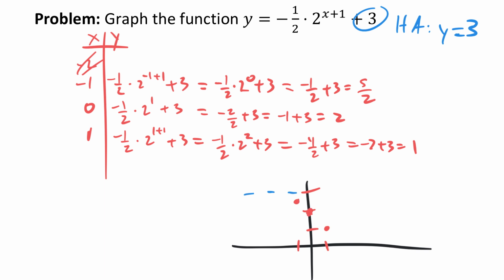Don't forget about that horizontal asymptote at y equals 3. And again, we connect the dots. And we're good to go. There's our beautiful exponential graph. Again, with a table of values and that horizontal asymptote, you should be good to go.